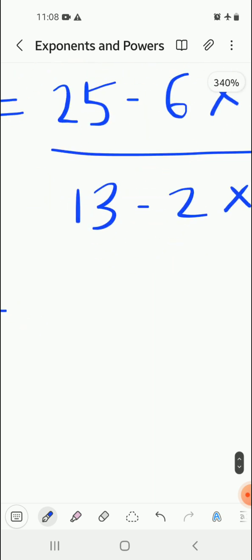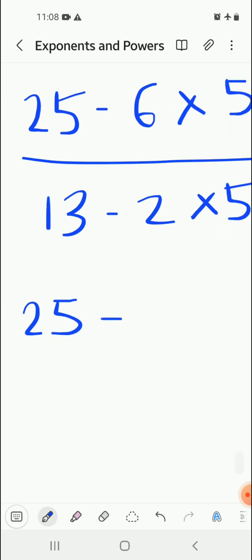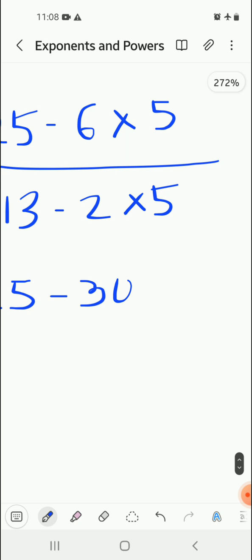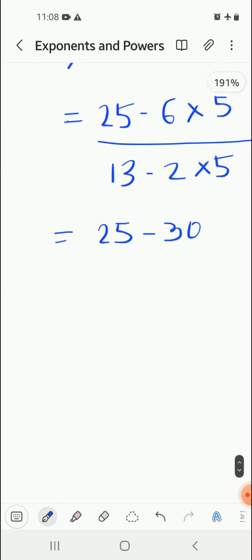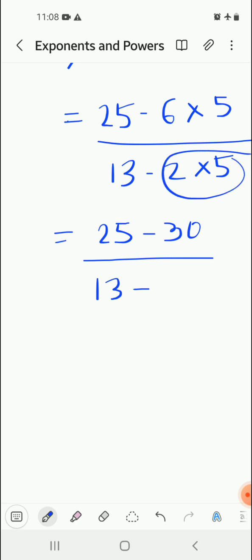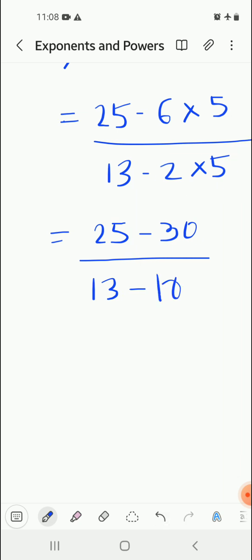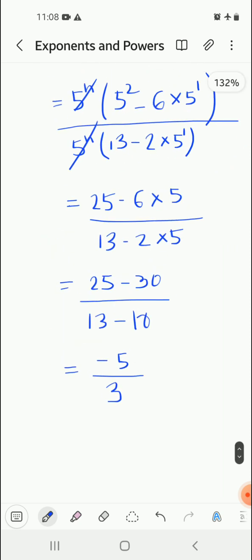Therefore, we can say 25 minus 6 into 5. BODMAS rule, so we will multiply first. In that case, 25 minus 6 into 5 is 30, divided by 13 minus 2 into 5, that is 10. So 25 minus 30 is minus 5, by 13 minus 10 is only 3. So the answer will be minus 5 by 3.